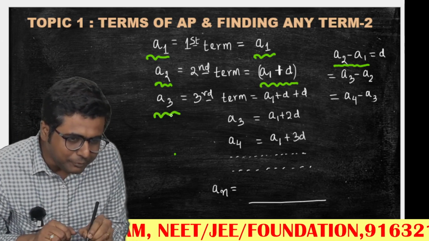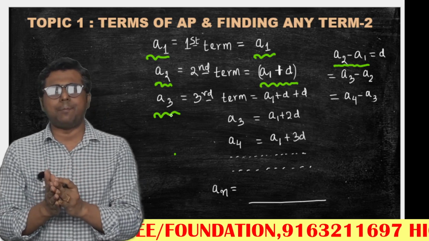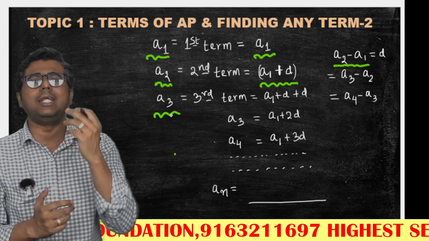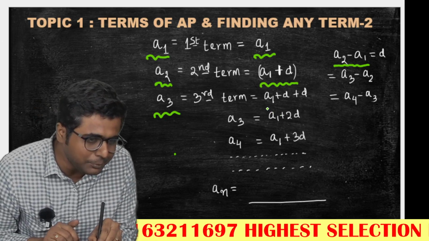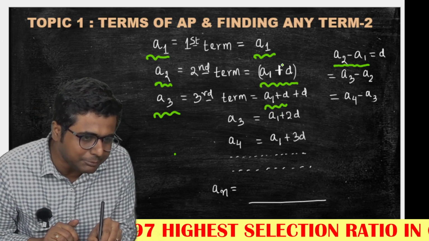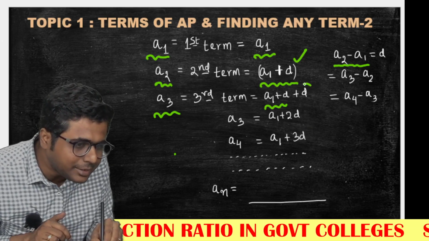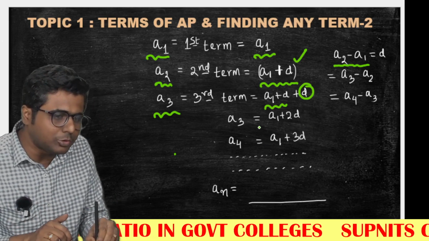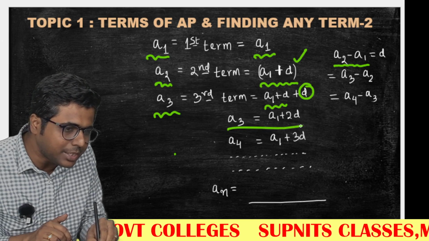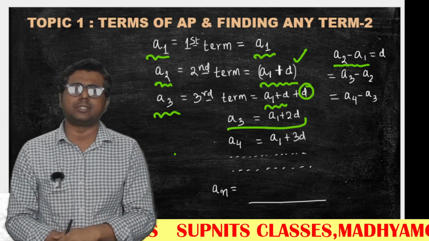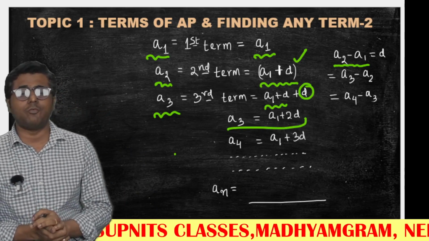Third term, what will happen to the third term? In case of AP, third term again increases by D. So third term will be the second term, A1 plus D, plus another D. What does it come out to be? The third term comes out to be A1 plus 2D.